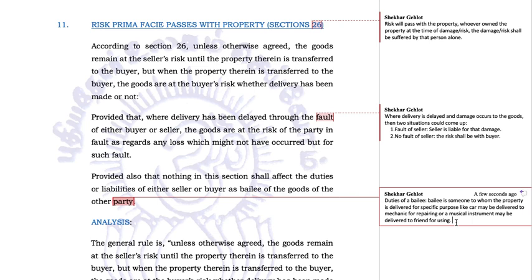Okay, similar is the case. Just like we discussed the seller, there may be two situations. So if the bailee, like a car mechanic, is taking a test drive of the car but is driving rashly and hits a wall, then whatever is the damage to the wall as well as the car, this mechanic will be liable to bear it.